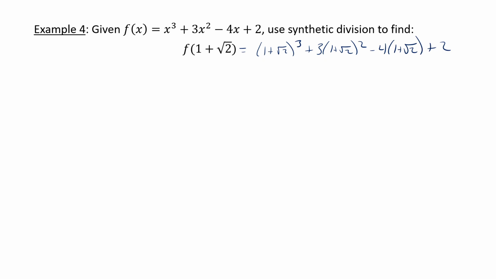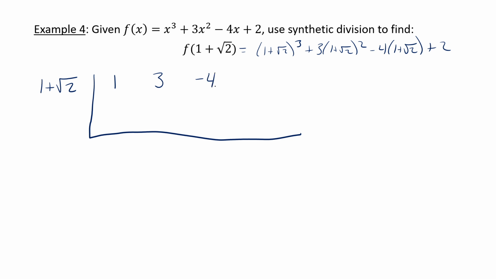If we use synthetic division to find that particular value, all we have to do is take that value, the 1 plus the square root of 2, and set it up just like a synthetic division. We'll have a 1 for that x cubed, a 3 for that 3x squared, a negative 4 for that negative 4x, and the 2 for the constant term. Now, if I were to work this through with synthetic division, I would bring down the 1.